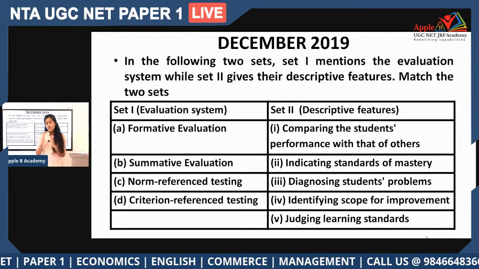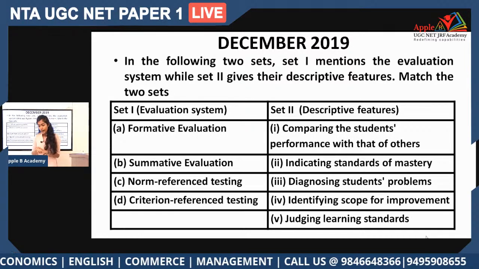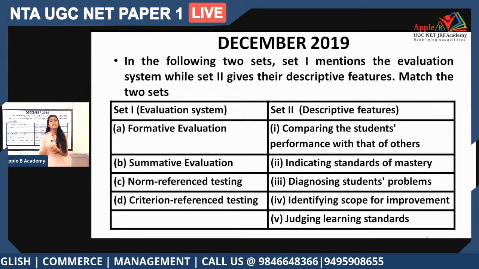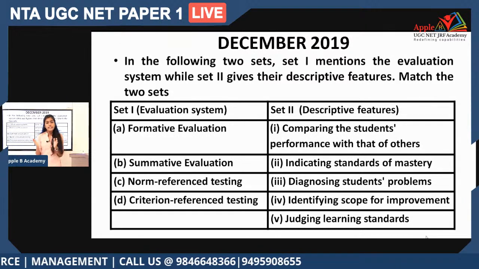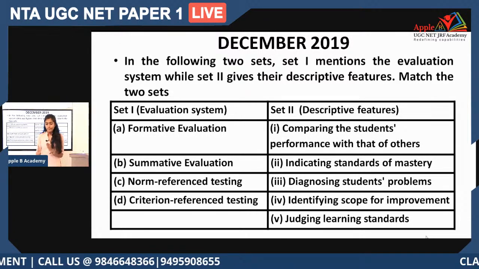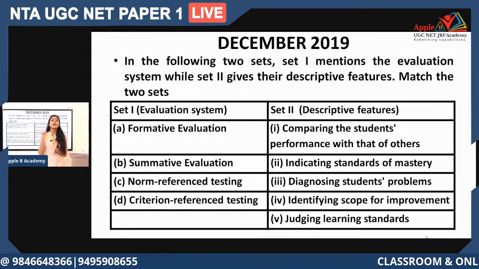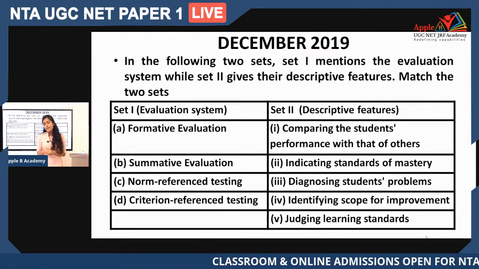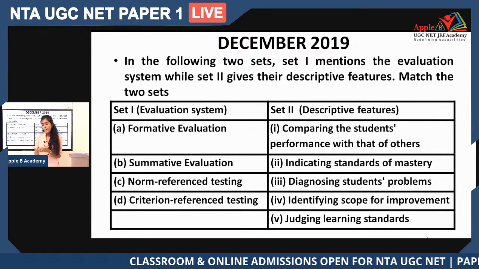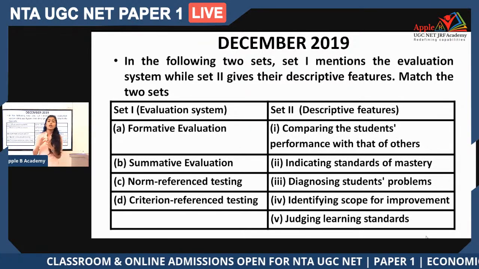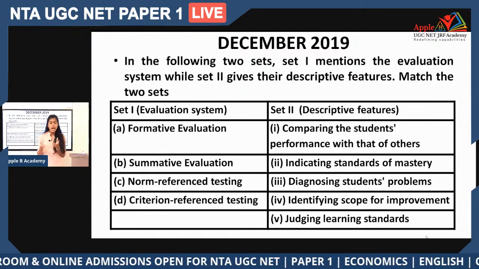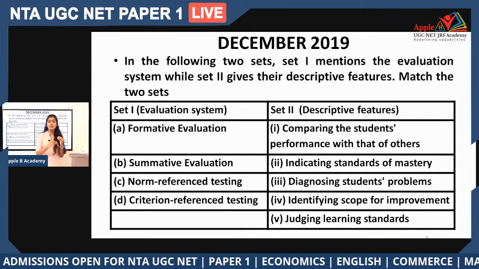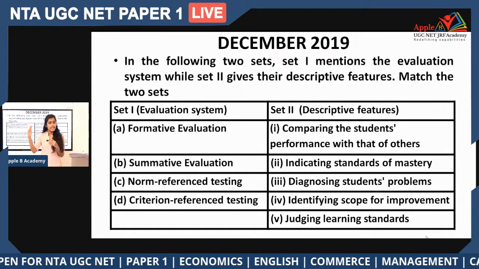So that gives you the answer option 1, comparing the students' performance with that of others. So that is happening in norm reference testing. So C is 1, option 1. Then finally you have D, criterion reference testing. So what happens in criterion reference testing? You are not comparing the performance of the students, but you are comparing the student's standard with a predetermined standard.